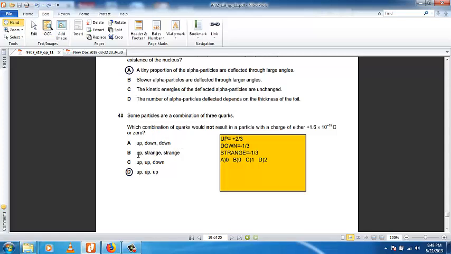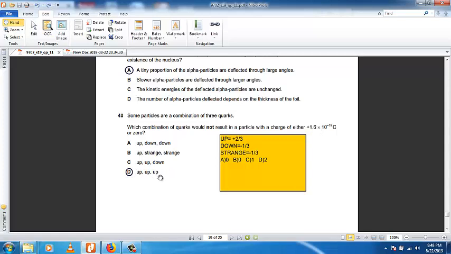B is up, strange, strange. Up is positive 2/3, negative 1/3, negative 1/3. So it makes 0. C is up, up, down. So 2/3 plus 2/3 minus 1/3. This makes 1. So we have an option of charge 1. D is up, up, and up.